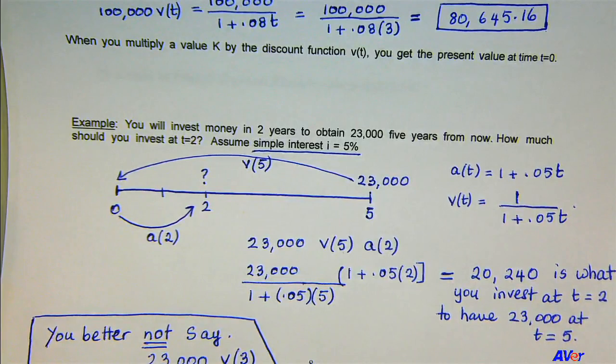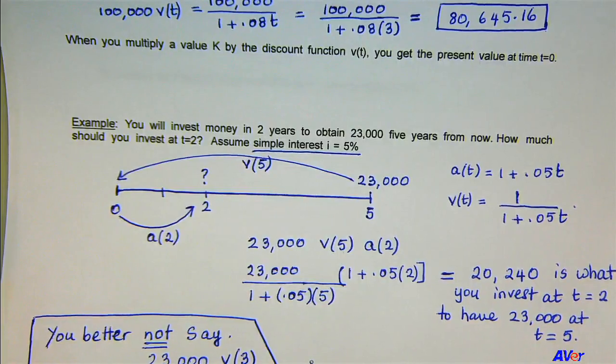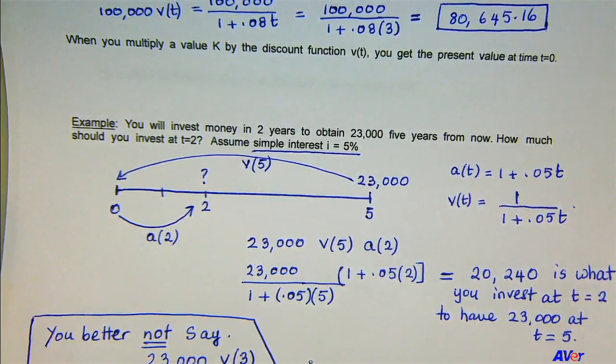The A of t accumulation function assumes that you are starting at time 0 and ending at time t. You can never use the A of t function starting at time 2 because it's not valid for starting at time 2. A of t is defined as the accumulation function given $1 at time 0. What is its value at time t? You cannot start at time 2. Get it? Okay, I guess I have to stop here.